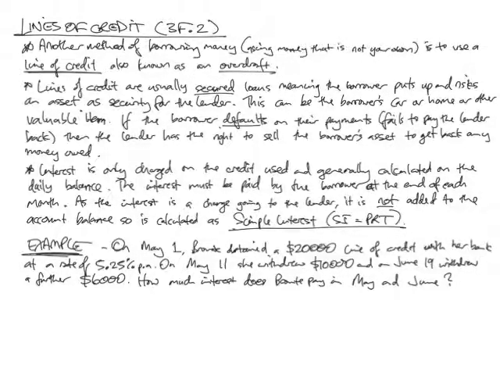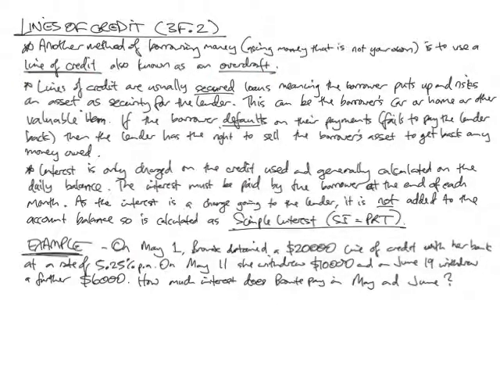I'm doing another video. This one's on lines of credit, which should help you out with exercise 3F.2. It's another method of borrowing money, and obviously I've already said that borrowing money is using money that you don't have for yourself, and it's called a line of credit, also known as an overdraft.